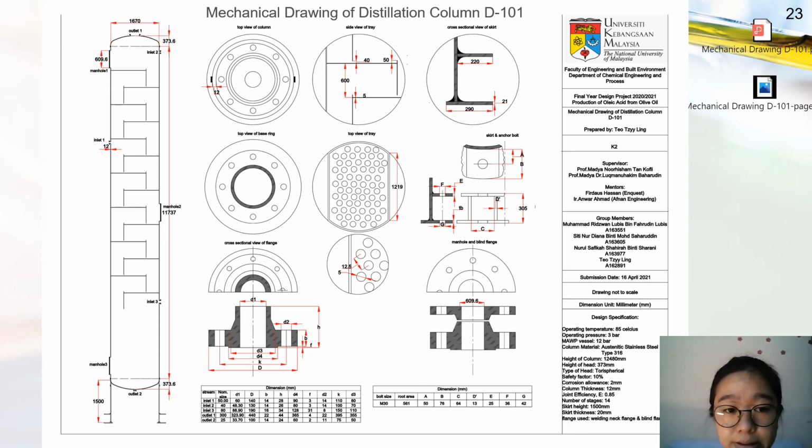There are 14 stages in this distillation column, with the type of tray being sieve tray. The type of head used for this distillation column is torispherical head. There are 2 types of flange used on this distillation column: welding neck flange used for the inlets and outlets, and the blind flange used for the main hole. The type of material used for this column is austenitic stainless steel type 316.